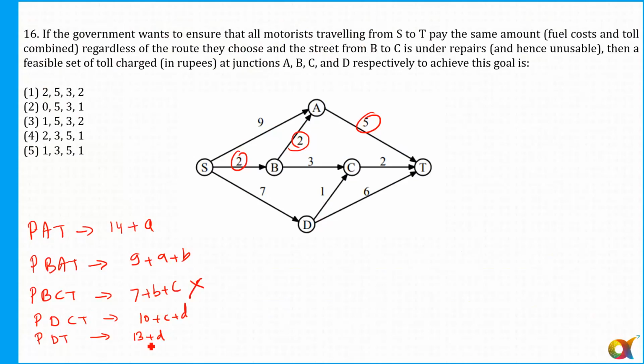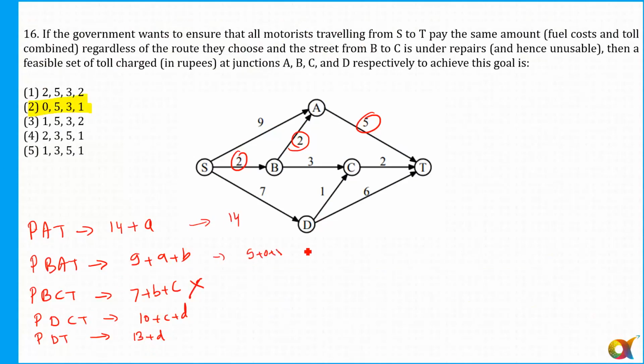We need to find the feasible set of tolls charged at junctions A, B, C, and D to achieve this goal. Option number 2 is satisfying here. Just use the option and we will get the answer. If I use option 2, 14 plus 0 is 14. A plus B in option 2, 0 plus 5.